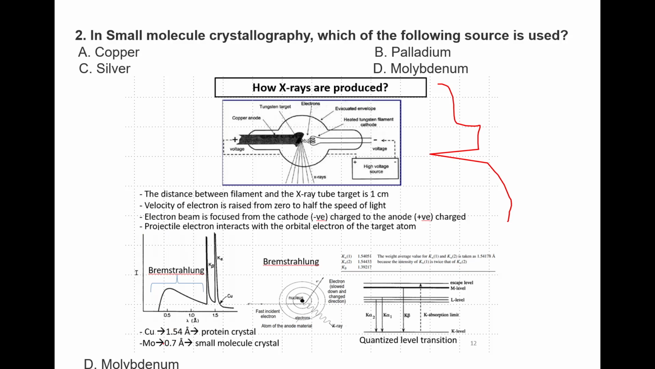But the wavelength from the molybdenum anode is 0.7 angstrom, which is about half that of copper. So molybdenum is mostly used for small molecule crystals, but copper is mostly used for larger crystals like protein crystals. We already discussed this in our last class. So the question is, in small molecule crystallography, which source is used? That will be option D. This is also a very easy question.